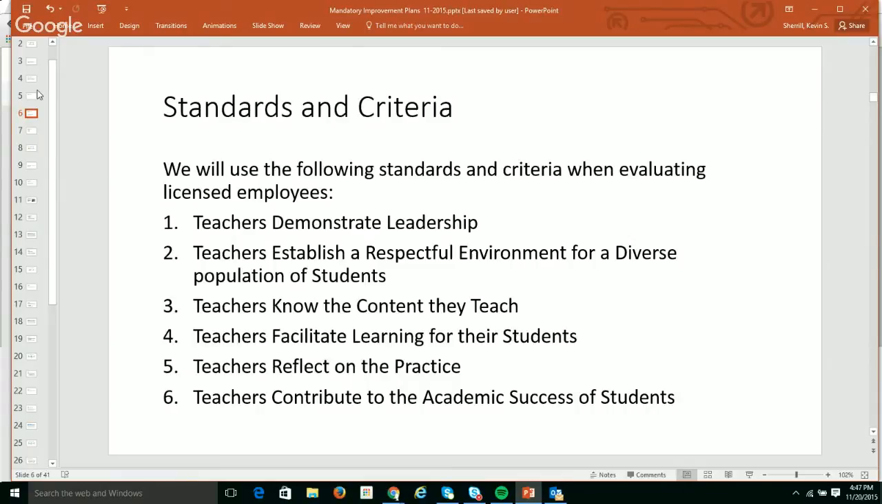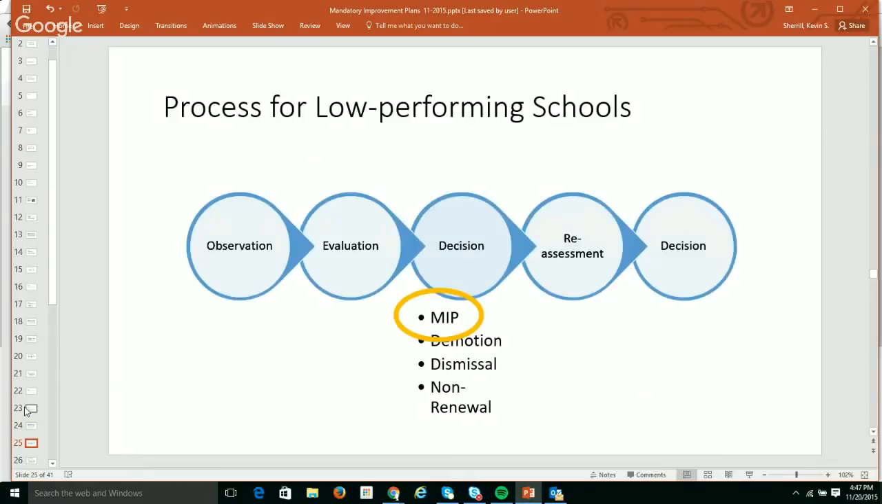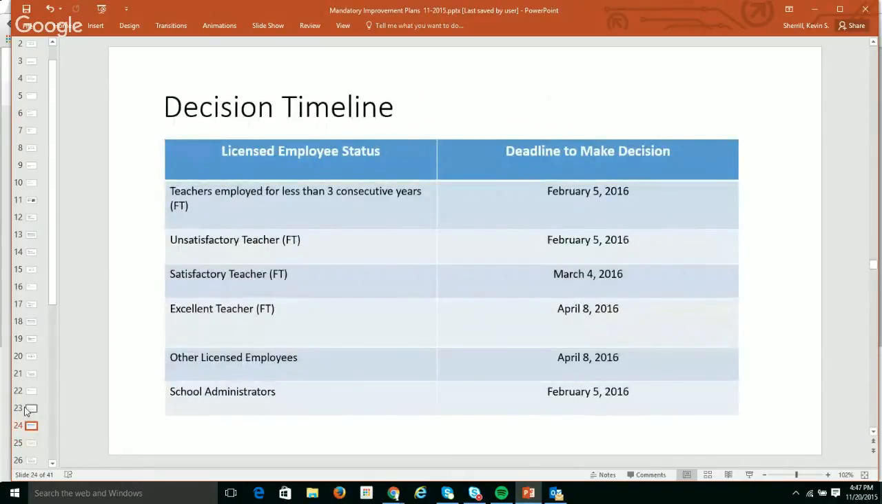What you're going to do by those dates I gave you, so whether it's February 2nd, March 4th, or April 8th, I think, whenever those dates were, by the dates that are on the decision timeline slide, you will have done your evaluation. And that's using the summative rating form. So there's no mid-year PDP or end-of-year PDP. On that decision timeline is when you will have finished your evidence gathering, your observations, and your evaluation for each of these different kinds of licensed folks.